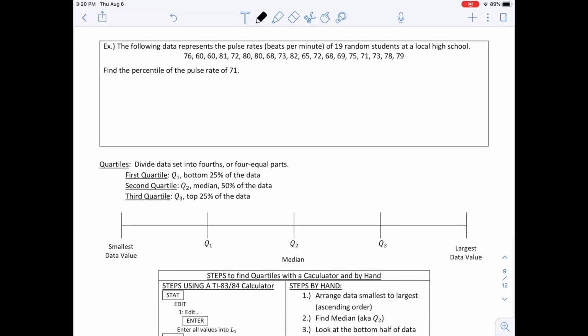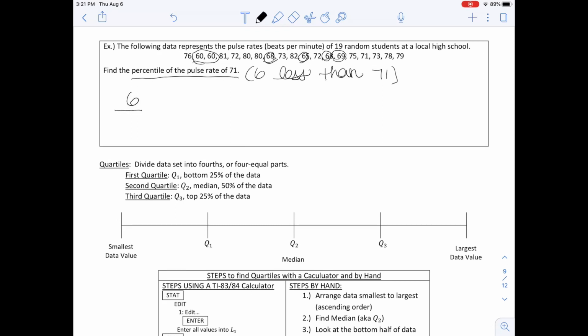The next example says the following data represents pulse rates or beats per minute of 19 random students at a local high school. The values are given. Find the percentile of the pulse rate of 71. So we need to count up how many values are under 71. We have 2 values of 60 here. We have a 68. We have a 65. We have a 68, a 69, and that is everything. I want you to realize there is a 71, but we don't look at that. We only look at the values that are less than. So 6 values are less than the value of 71.